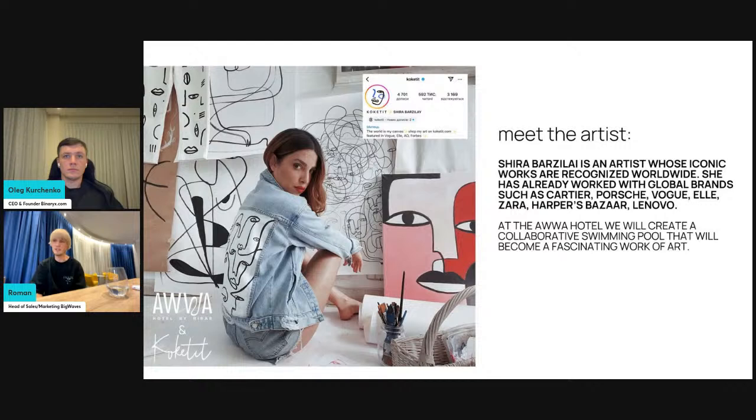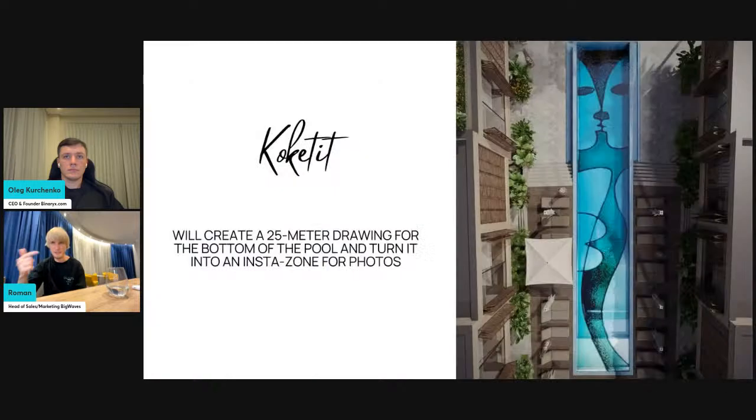She's making artists. She does a lot of collaboration with Porsche, Chanel, and other companies, and she did for us this pool and a lot of other works like towels, mirrors, a lot of art objects in the hotel.